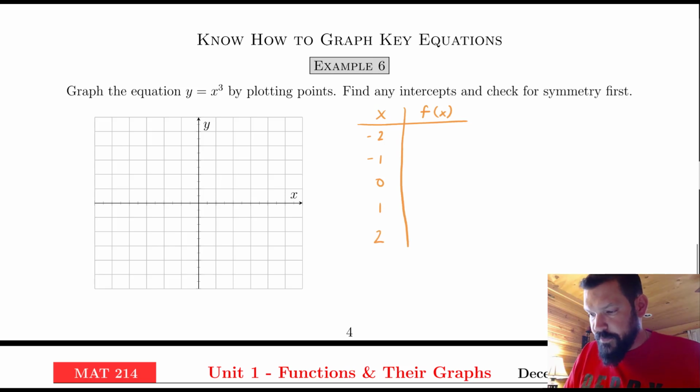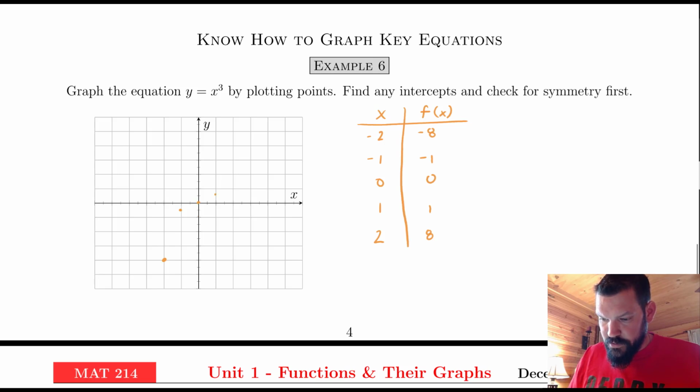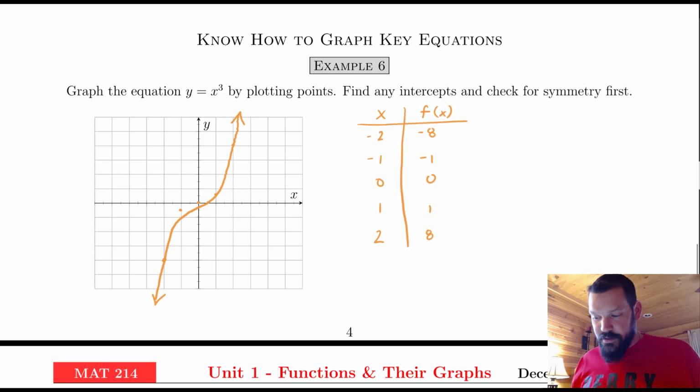If I cube -2, I get -8. If I cube -1, I get -1, then 0, 1, and 8. So if I plot these points: -2, -8; -1, -1; 0, 0; 1, 1; and then 2, 8. Well, you guys get the idea. I kind of missed my point there. But the graph of x cubed, that's one that we should know what it looks like.